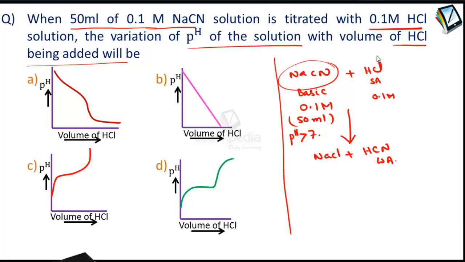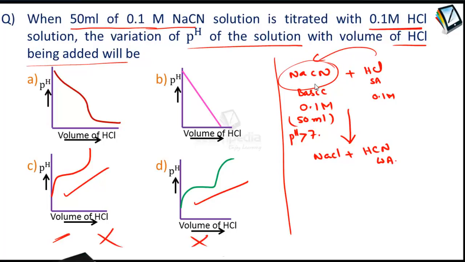Since we are adding HCl to this, the pH will slowly become less. Strong acid being added, the salt solution reacts with it, liberating weak acid. So the base is getting neutralized with this acid. Thus, with the addition of HCl, gradually the pH of the solution decreases. If we see the curves C and D, here the pH is increasing.